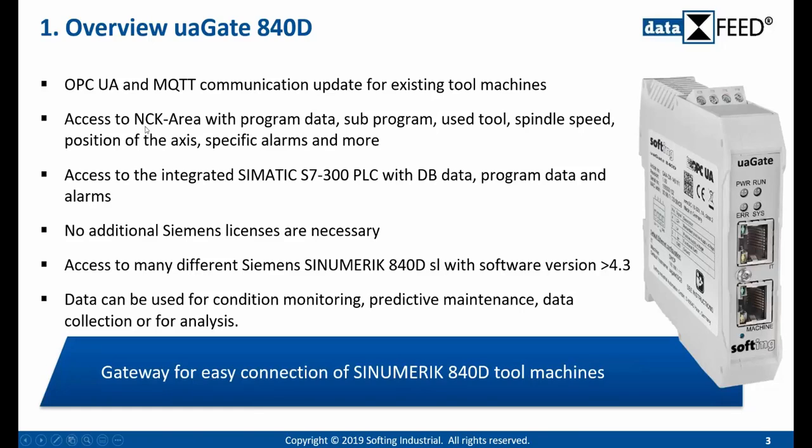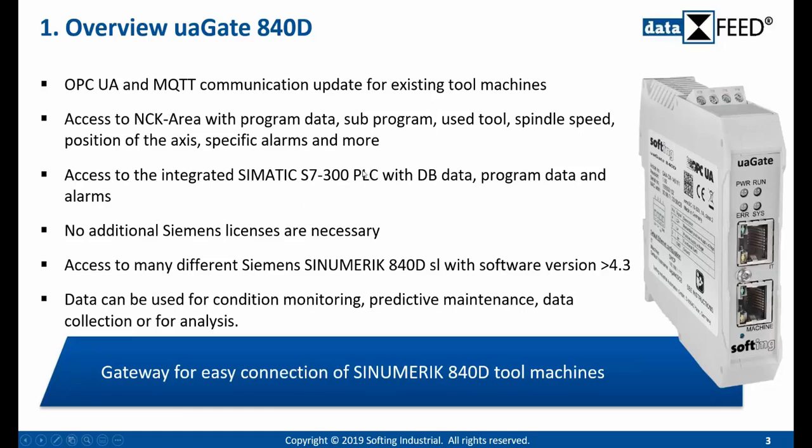The NCK area contains information about which tool is used, spindle speed, the position of the axis, also the alarm list, which torque the engine has which is running. The PLC part contains data like program is running, program is stopped, program is aborted. It also has an alarm list, could be a workpiece counter. But I will come back to this later and tell more about the two parts, the NCK area and the PLC area.